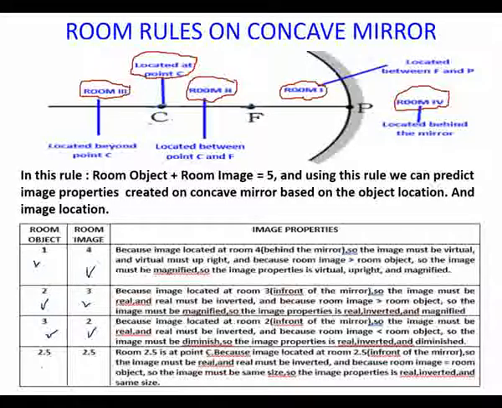And if the object is located at room 2.5, the room image will be 2.5. Because the image is located at room 2.5 in front of the mirror, the image must be real. The real must be inverted. And because the room image equals the room object, the image must be the same size. So the image properties are real, inverted, and same size.